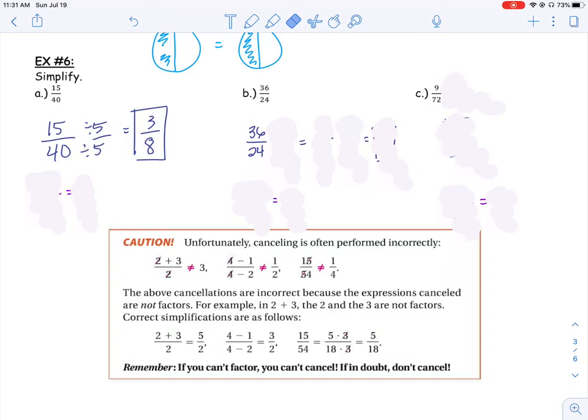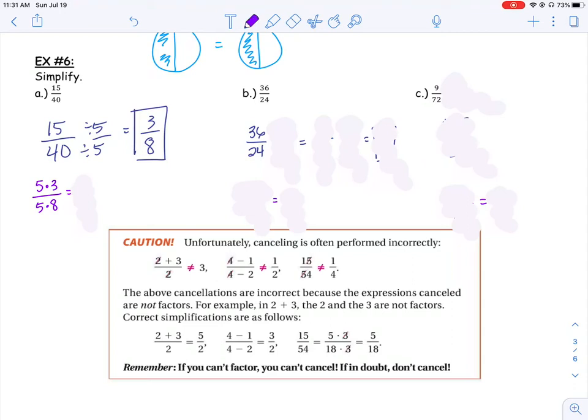Another way you can think about it is taking that 15 and writing it into different factors, and taking the 40 and writing it into different factors, and seeing if they have a common factor that we can reduce by. Let me show you an example. If I take 15, I can really say that 15 is the same thing as 5 times 3. And I can say that 40 is the same thing as 5 times 8.